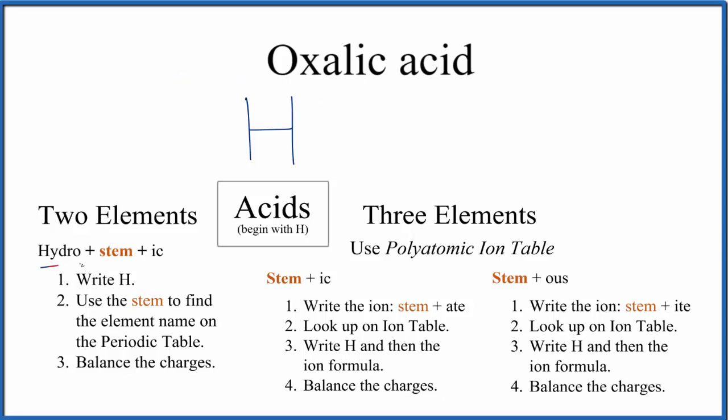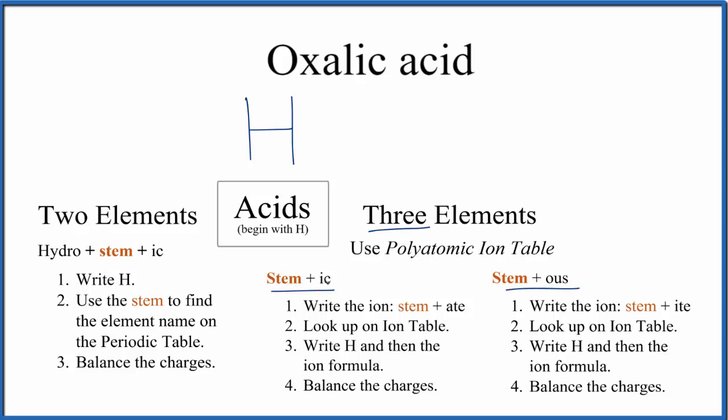So when we have hydro in front of the name, we know that we'll have two elements, like hydrochloric acid is HCl. But we don't have hydro in front of our oxalic acid. So we're going to have three elements, and we're going to use a polyatomic ion table. So we're going to have a polyatomic ion involved when we write the formula here for oxalic acid. So first off, we know that we have three elements, and there's two ways we can do this.